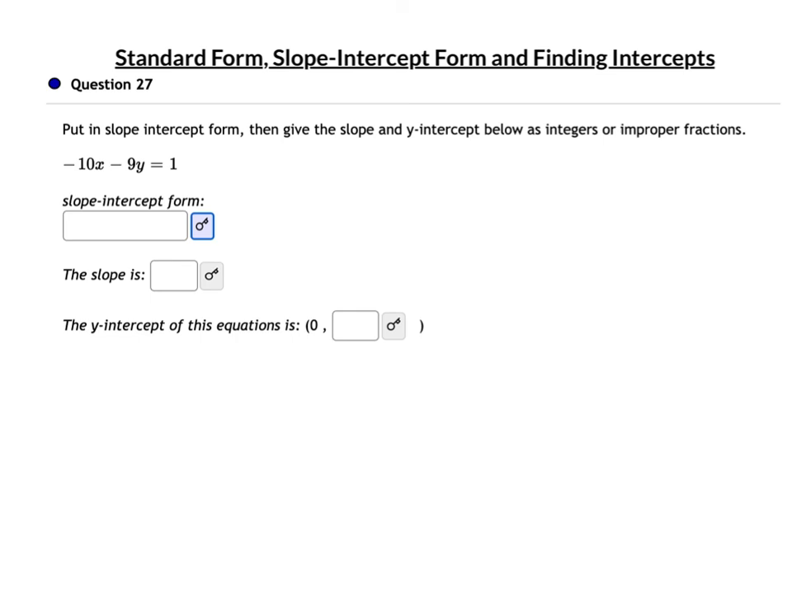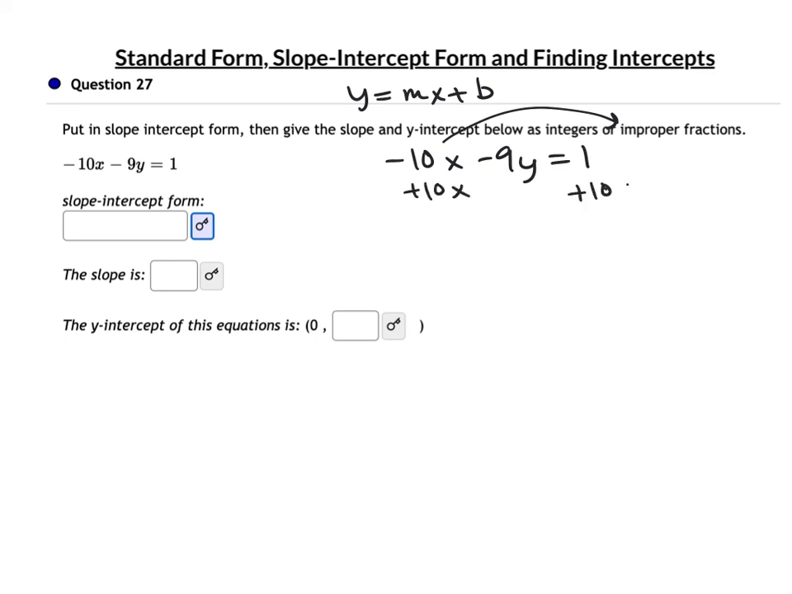Here's another one. We're going to solve for y. We're going to make y equal mx plus b. Get y by itself. Negative 10x minus 9y equals 1. First of all, we'll move the 10x to the other side. It's negative, so we'll add it. We're headed for mx plus b. We can't combine 1 and 10x. They're not like terms. This is negative 9y equals 10x plus 1.